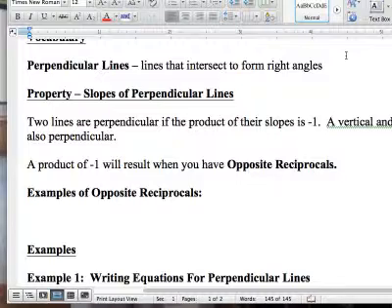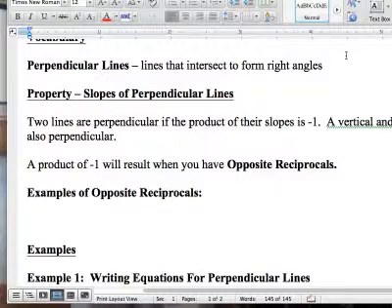Today we're going to talk about perpendicular lines. Perpendicular lines are lines that intersect to form right angles. Okay? There's something special about slopes of perpendicular lines, and I'm going to teach you about that right now. If you take two lines that are perpendicular, the product, which means multiply, the product of their slopes is -1. So if you multiply two slopes of perpendicular lines, you will get -1.